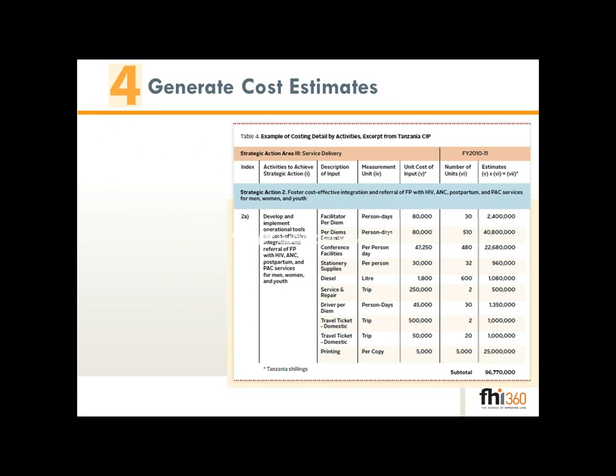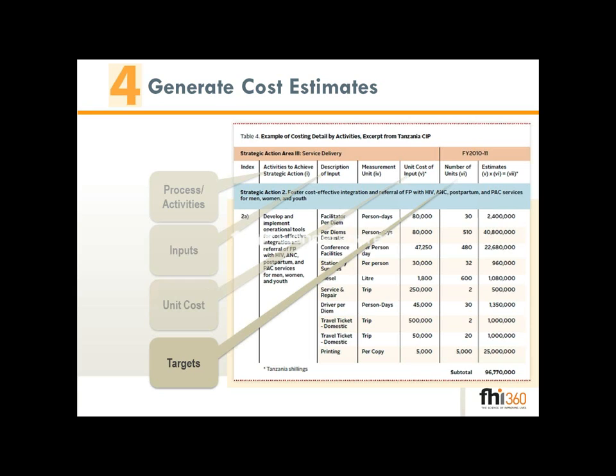The fourth step is generating cost estimates. This is pretty much very similar to what John described earlier today. It involves generating costs for the different activities based on defined inputs and targets. Here's an example of a scale-up activity of integrating family planning into MCH services, where activity-based costing is used. As you can see, the process or activities, as well as the inputs and the targets, are clearly described, resulting in the cost estimates for the activity.